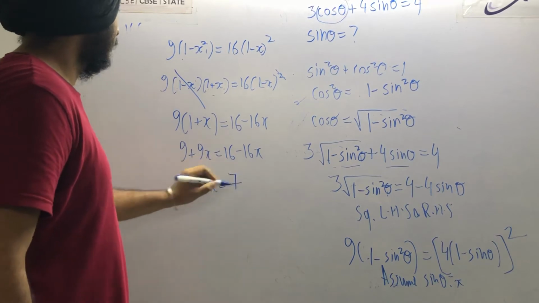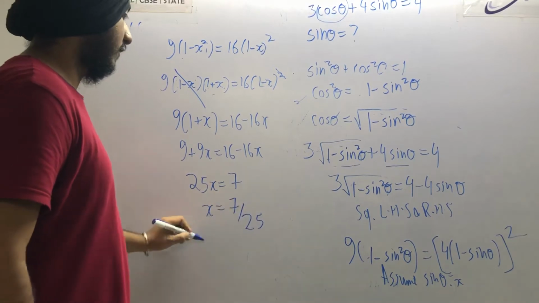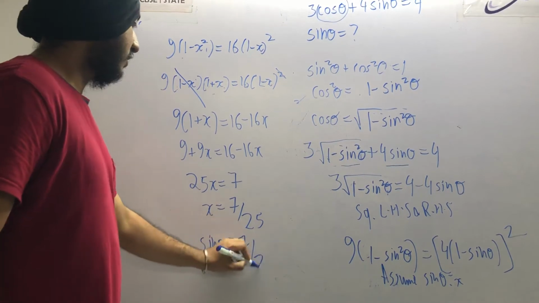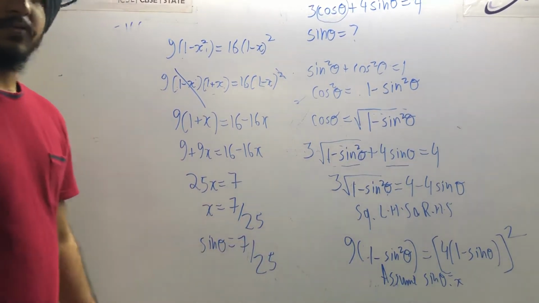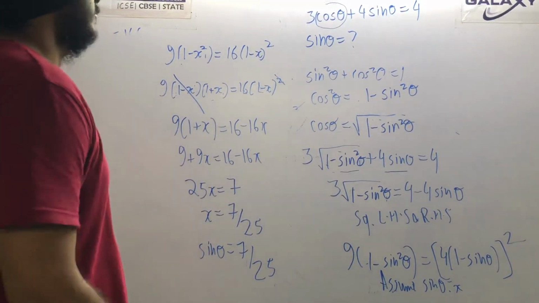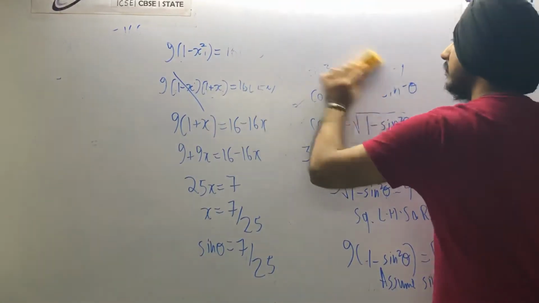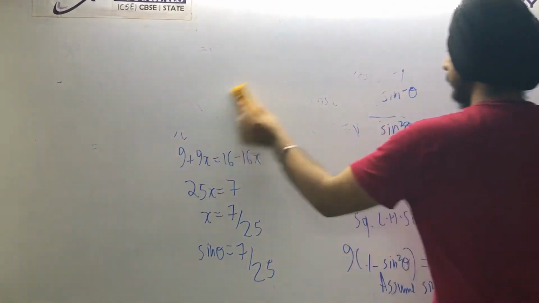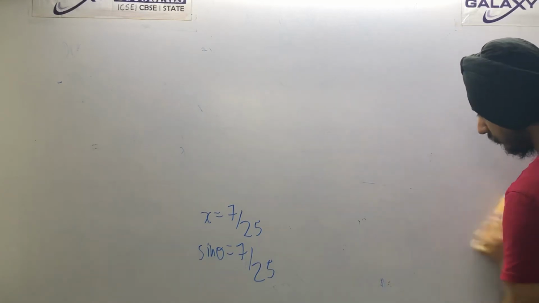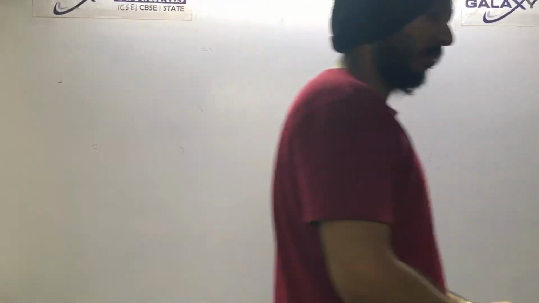16 minus 9 is 7. So x is equal to 7 upon 25, and x is sin theta, so sin theta will be 7 upon 25. So this is the correct answer. Okay, so this is how you will solve this question. So this was your question number 9. Let's go to the next question.